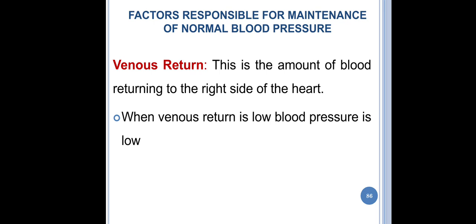Venous return is about the amount of blood that is going back to the heart, and usually we use the superior as well as inferior vena cava. So how much blood is returning to the right side of the heart? This we call the venous return. When venous return is low, blood pressure is low.